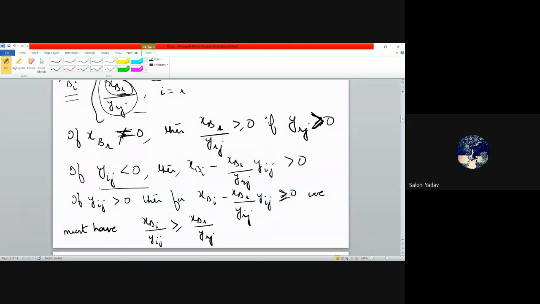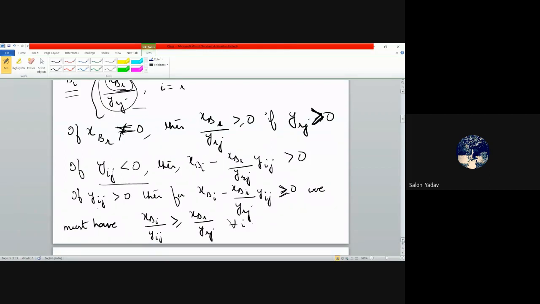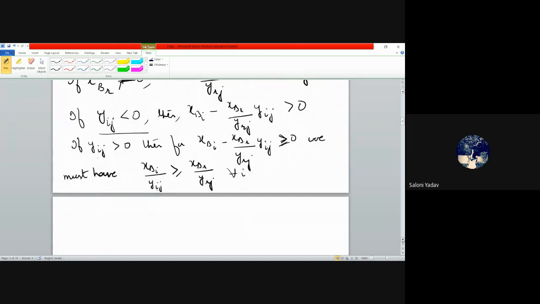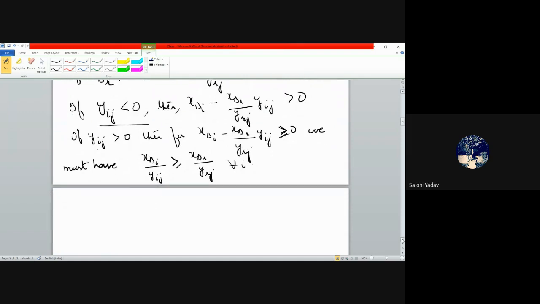So when will this happen? When this ratio of XBI upon YIJ is more than or equal to the ratio of XBR upon YRJ for every I, of course not equal to R. In that case it is 0 anyway. Is this clear?